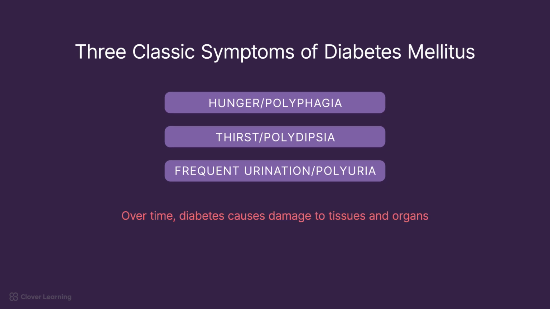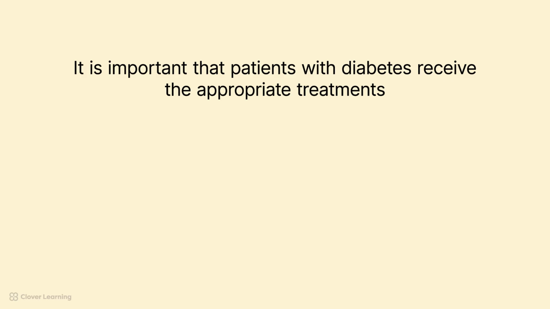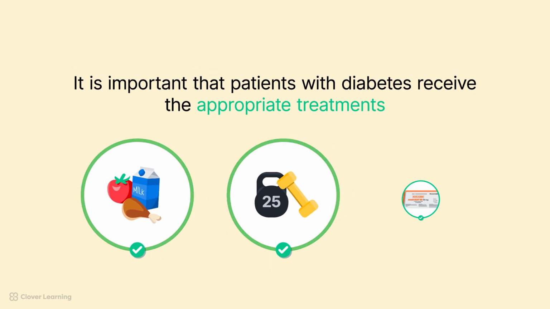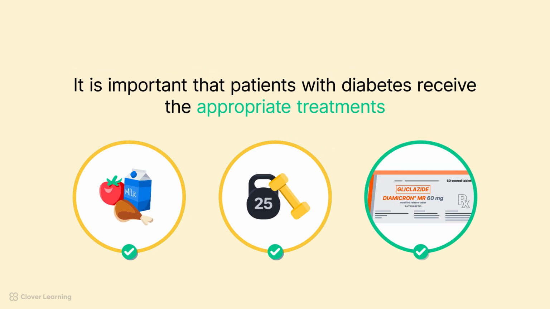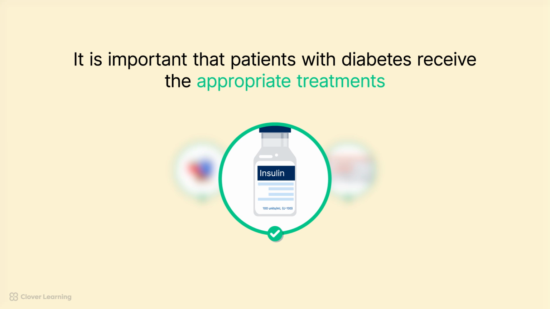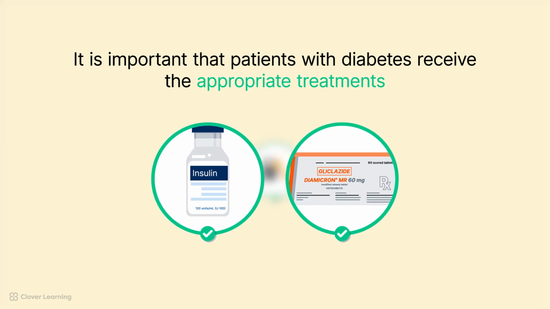Over time, diabetes causes damage to tissues and organs, especially the heart, kidneys, and eyes. It is extremely important that patients with diabetes receive the appropriate treatments. Many mild cases of diabetes can be managed through a controlled diet and exercise. Oral hypoglycemics are often used when diet and exercise don't maintain a normal blood sugar. However, when these measures are not enough, drug therapy with insulin is indicated. Sometimes a person's diabetes is severe enough that the patient will take both insulin and an oral hypoglycemic drug.